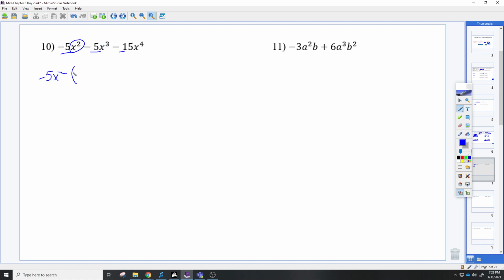Divide these. Negative 5 divided by negative 5 is 1. X squared, 2 minus 2 is 0. There's nothing there. And then we go to the next one. Negative 5, b plus 1. 3 minus 2, there's 1 x. And the next one, negative 15 divided by negative 5. That's a positive 3. 4 minus 2, there's 2 left. So see what happened here? If you divide these two negatives, they're going to change to positives. All right, number 11.